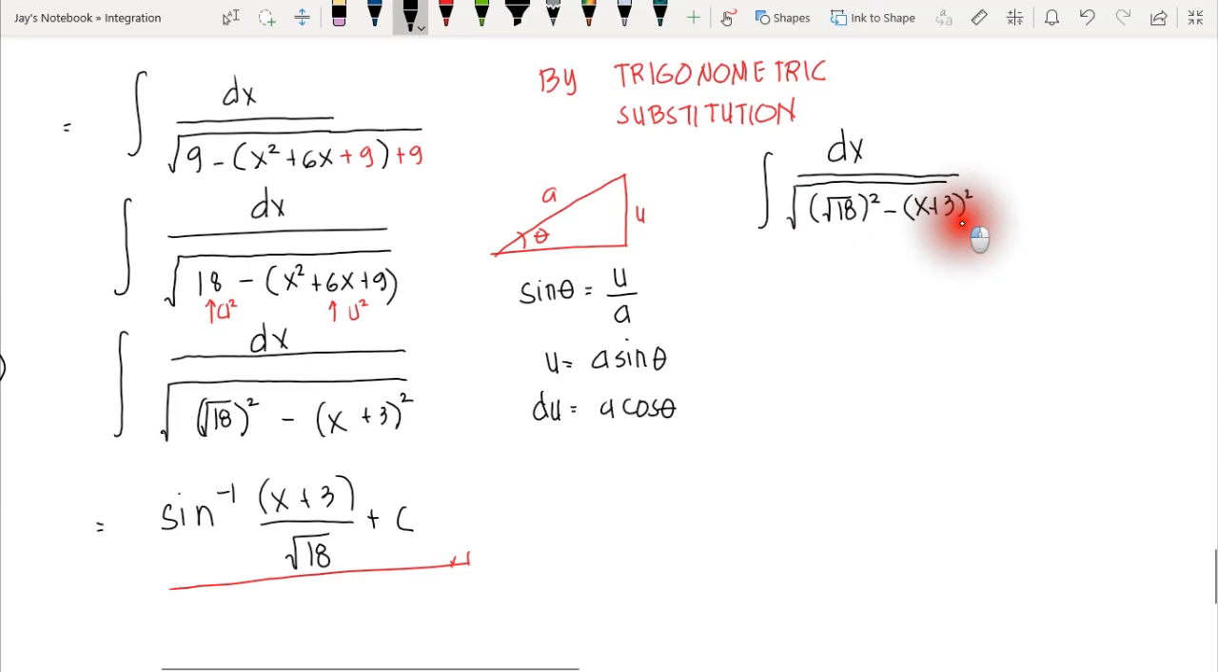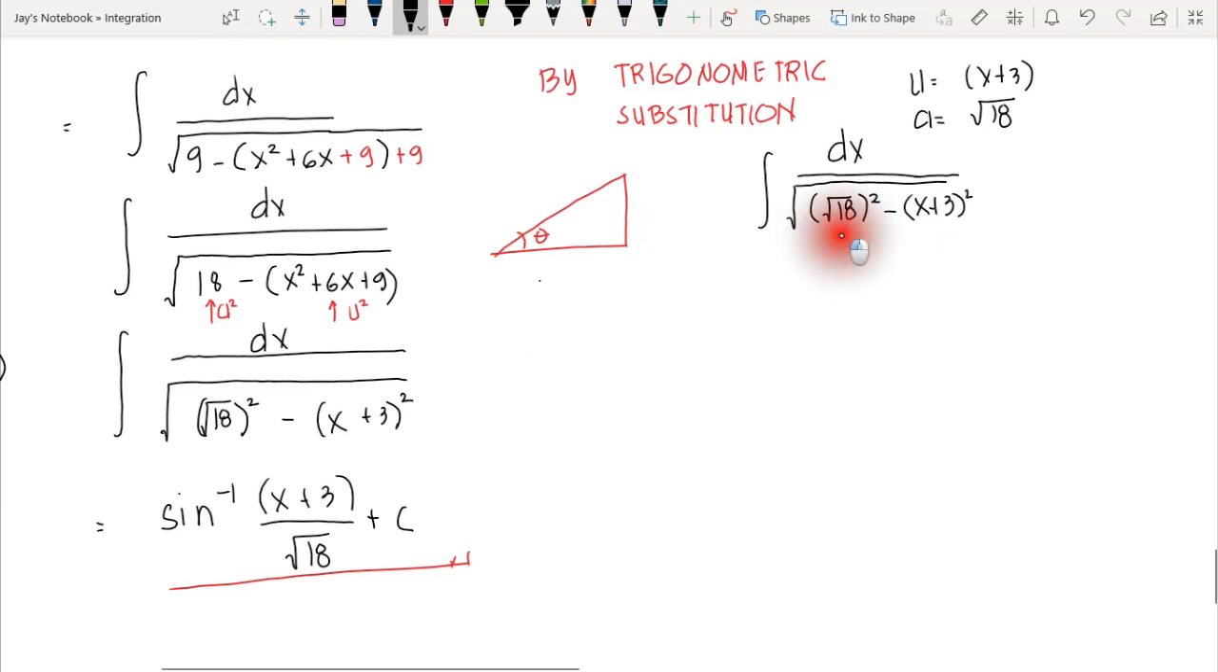Okay, let's try this form here, in which this one is our a and this one is our u. So we have u equal to x plus 3, and a equal to the square root of 18. Now, when we plot this in our right triangle, the hypotenuse a is the square root of 18, and the opposite, u, is x plus 3.